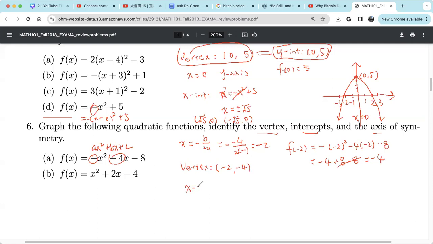And for the x-intercept, we set the function value to be 0. So we have -x squared - 4x - 8 = 0. Multiply by -1 on both sides, so we get x squared plus 4x plus 8 equals 0. Now we need to solve for x. We could use the completing the square method, right?